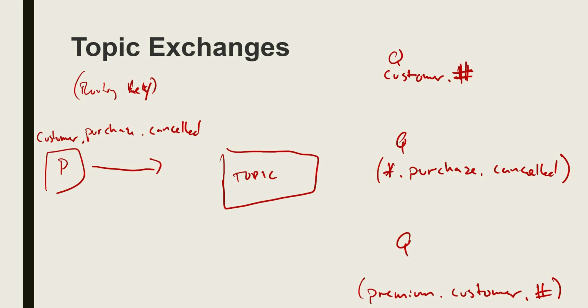Okay, so where do you think this is going to go in one of the queues, right? So this is sent to the topic, and the topic has that rule. Now it's like, okay, where exactly are we going, right? So this is bound to customer dot whatever. This is customer dot purchase dot canceled. So that does match, so it's going to go right here. This is exactly one word dot purchase dot canceled.